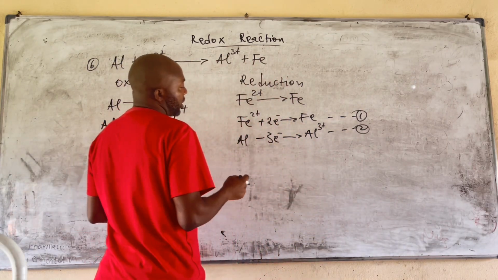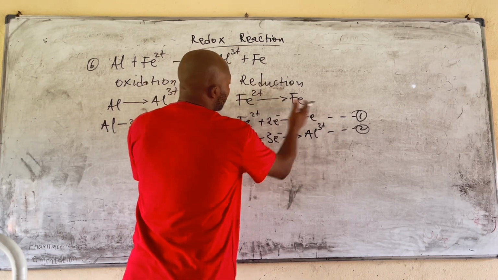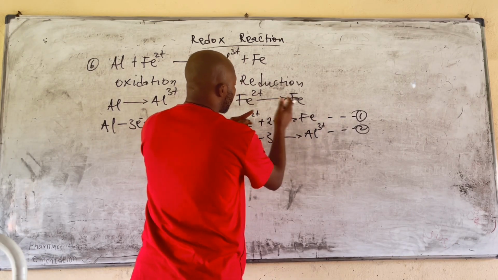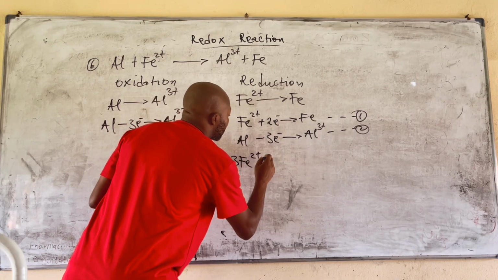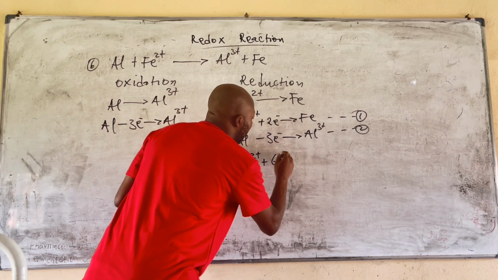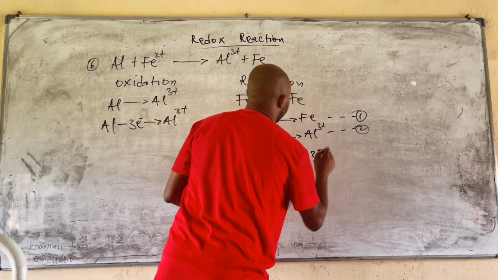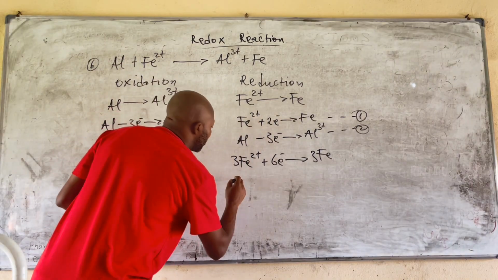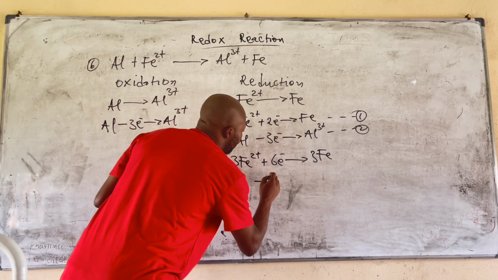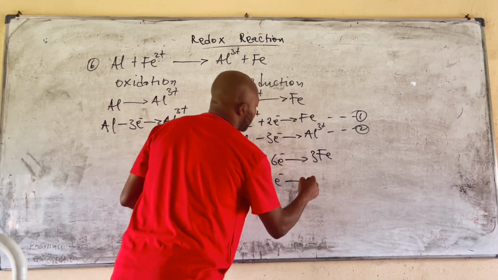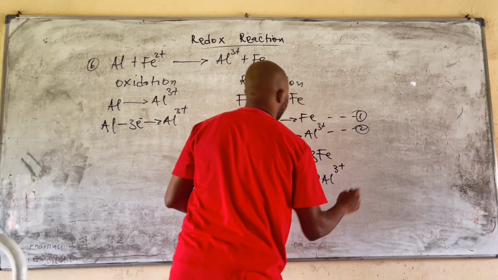So let's see. This whole equation will be multiplied by 3, and all of this will be multiplied by 2. So this times 3. So I have 3 iron 2 plus, 2 times 3 is 6 electron. This times 3, 3 iron. This multiplied by 2, 2 aluminum, minus 6 electron, multiplied by 2, 2 aluminum 3 plus.